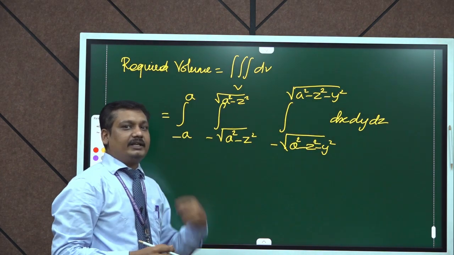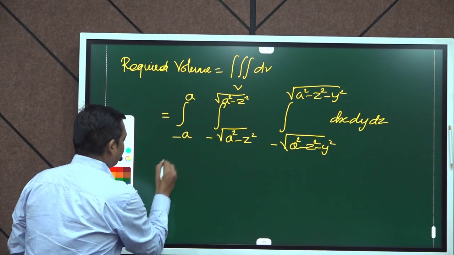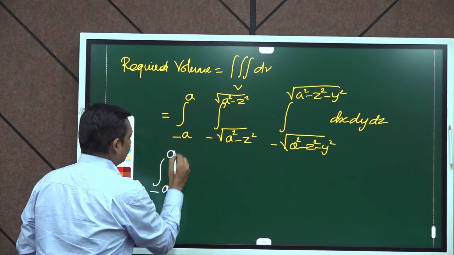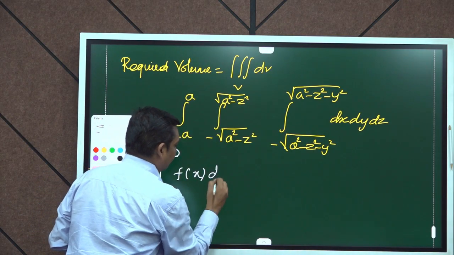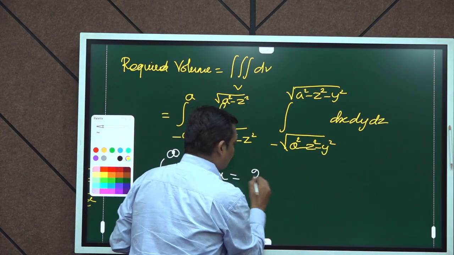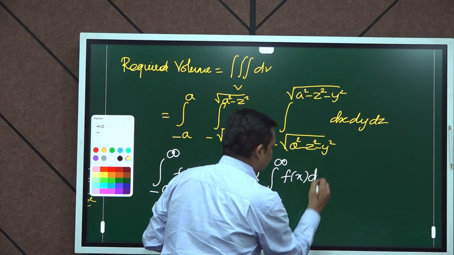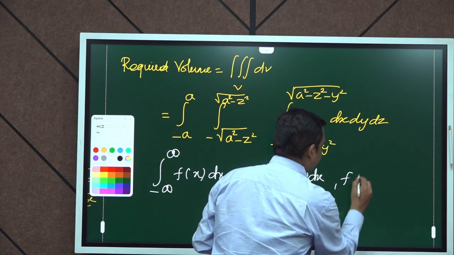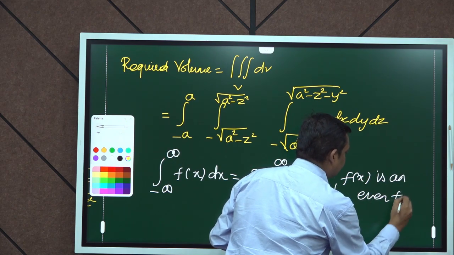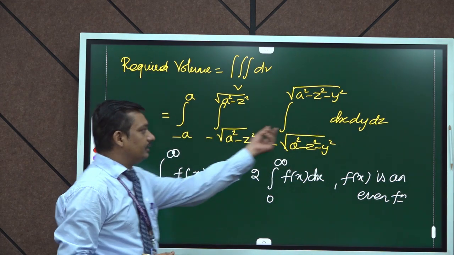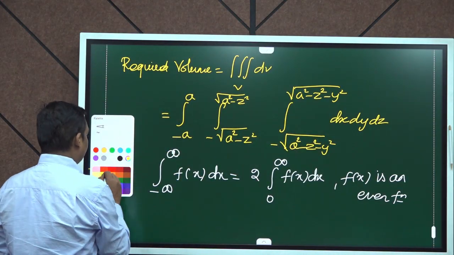And we studied in the lower classes the properties. In general, the integral from minus infinity to plus infinity of f of x dx is equal to 2 times the integral from 0 to infinity of f of x dx, when f of x is an even function, and here the function is an even function. That's why we should apply the same concept.